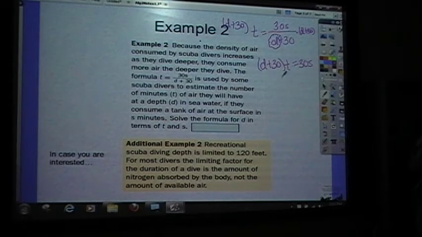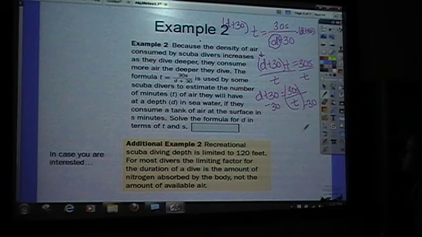What I'm going to advise you to do is think, I want to get d by itself, so who do I need to move first? I'm going to move that t. They are being multiplied together, so just divide by t. So now I have d plus 30 equals 30s over t. Got to get d by itself. Last step is to subtract 30 from both sides.